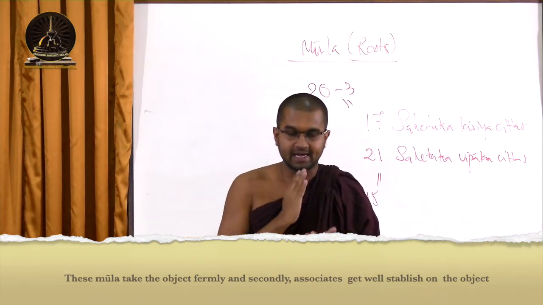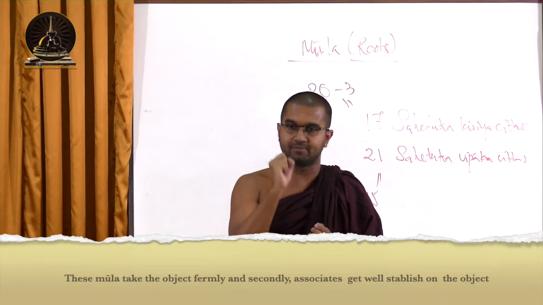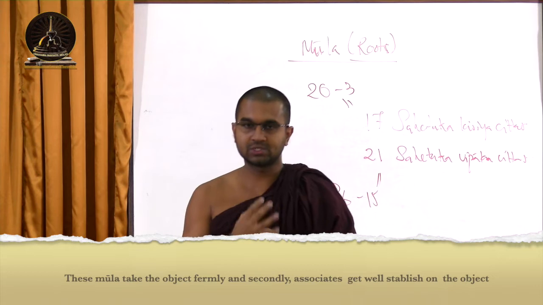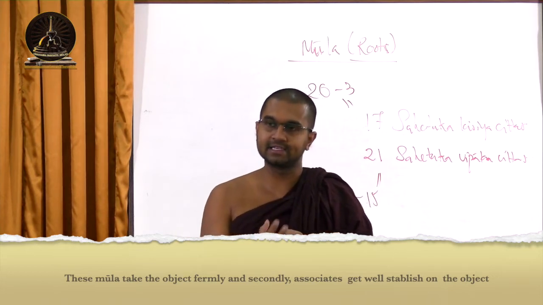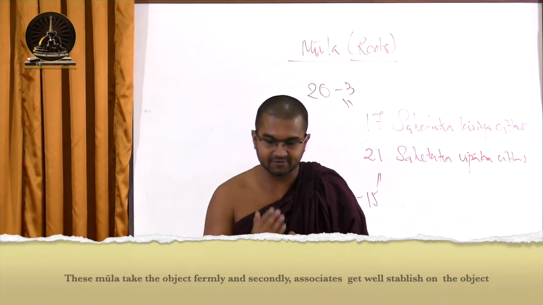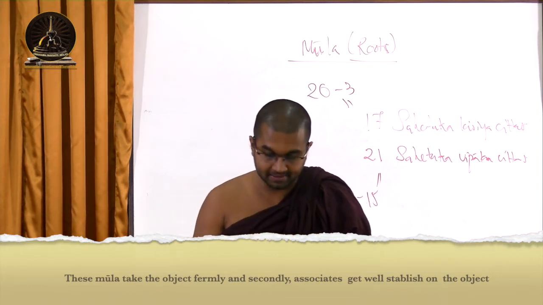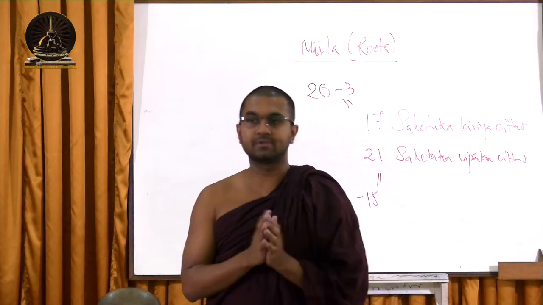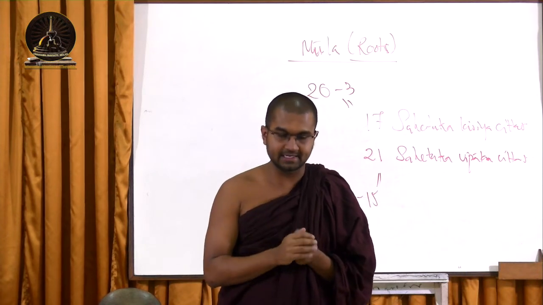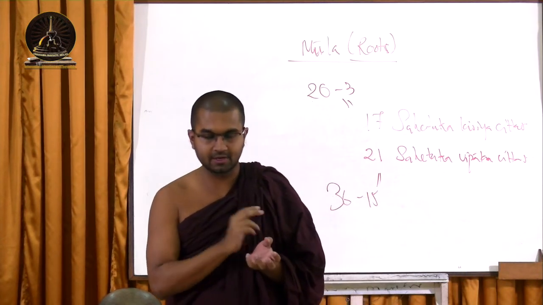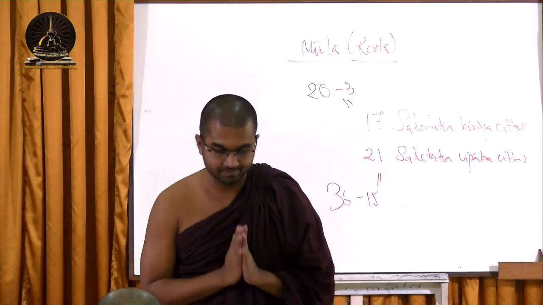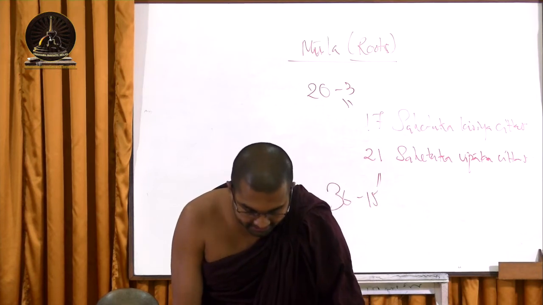These two functions are performed in two ways. These mūlas take the object firmly, strongly. As a result, the remaining associated mentalities or following mentalities become well established on an object. Then also, by bringing up a conducive mental atmosphere, the associating mentalities and also following mentalities become well focused on an object and also tend to do the actions very firmly. So there are the two ways. We'll find out how they do it.